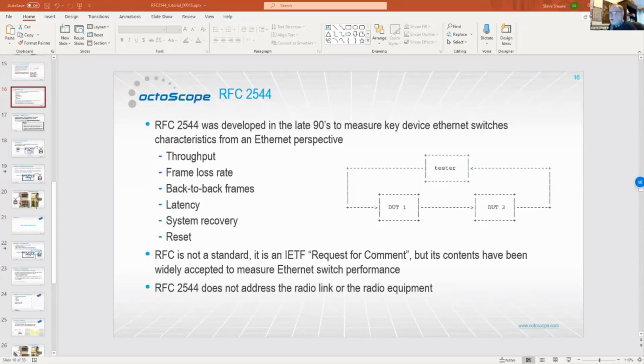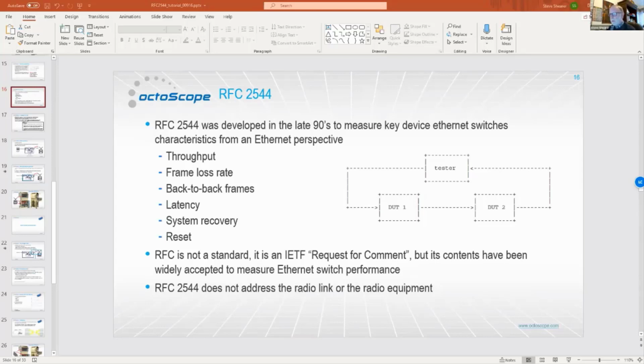As we've heard from Fanny, 2544 was developed in the late 80s or 90s. Its primary focus is throughput and frame loss rate. She's talked about back-to-back frames. There's an aspect of latency that's important. There are a couple of other tests which I'm not going to cover.